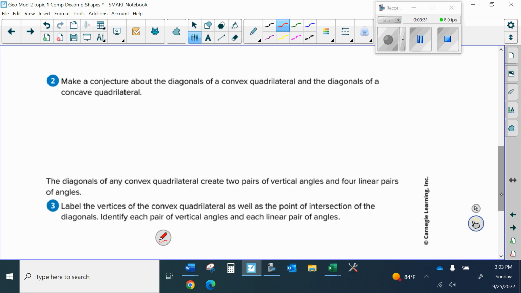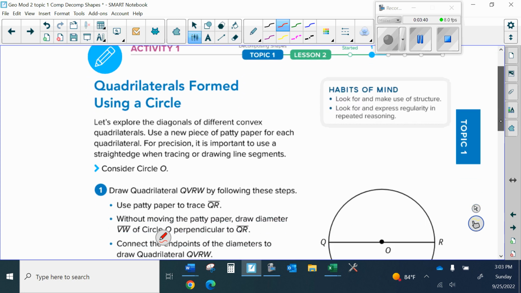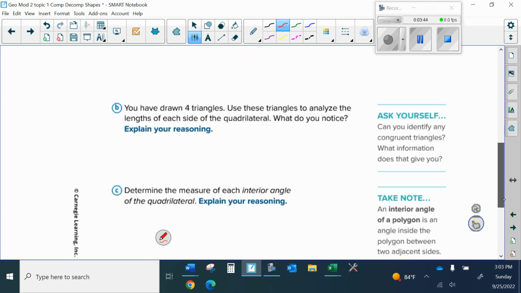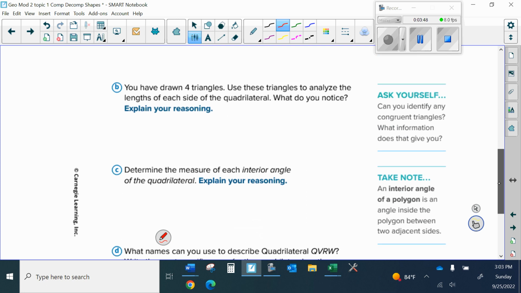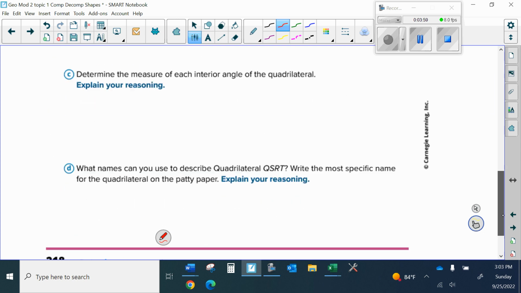So we just talked about what you can conclude from that. Quadrilaterals formed using a circle. Okay. We're not going to draw this out right here. Okay, 218 is the next page. Go to 218.